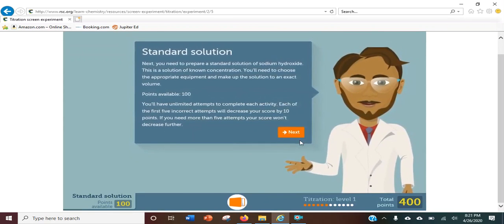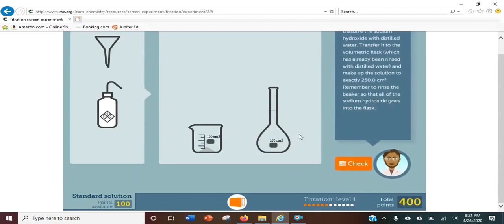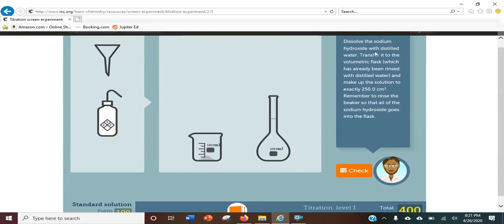All right, now we have to make our solution. Now that we've weighed out the sodium hydroxide, we have to make the solution, which means we're going to dissolve the sodium hydroxide in water. Again, you have unlimited attempts, but after the first 5 attempts, your score will decrease by 10 points, so the lowest score you get here is 50. Dissolve the sodium hydroxide with distilled water, transfer it to a volumetric flask, that's this thing over here, and make the solution exactly 250.0 cm cubed. Remember to rinse the beaker so that all the sodium hydroxide goes into the flask.